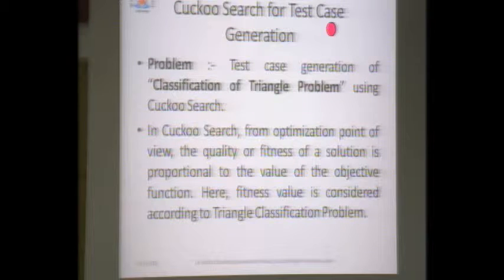Suppose in your hand there is one triangle, so it has 3 sides. Based on those 3 sides, you have to compute some output. So we will generate test cases based on that, and again depending on the cuckoo search, we will generate those test cases. When we look at the problem, the classification of triangle, we have these possible outcomes.